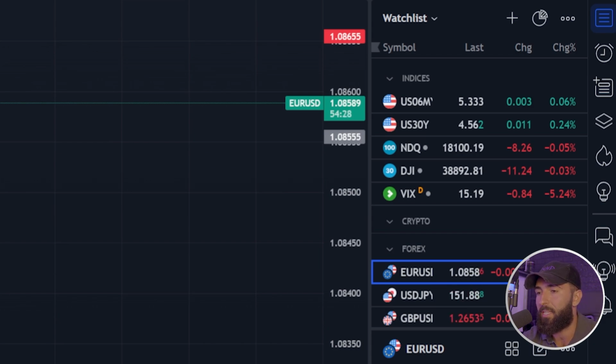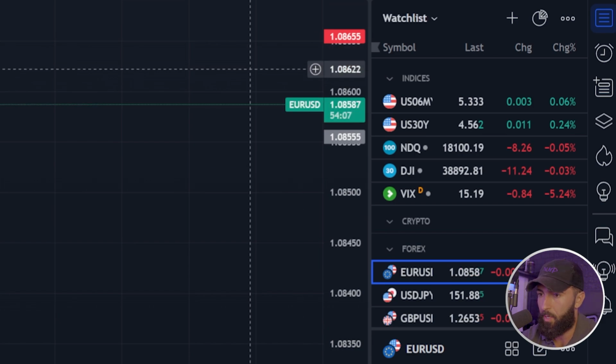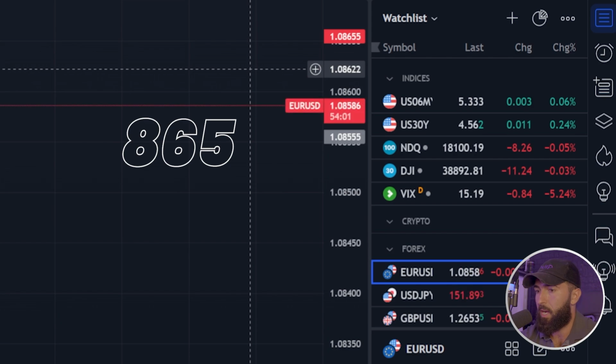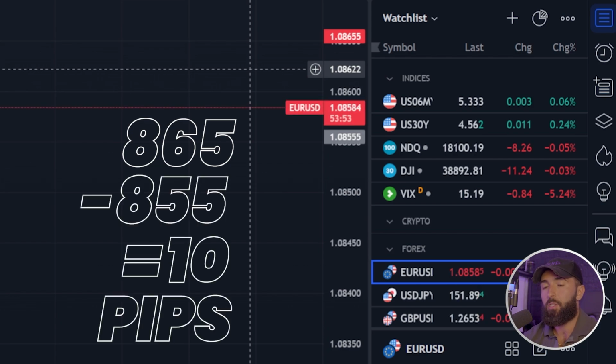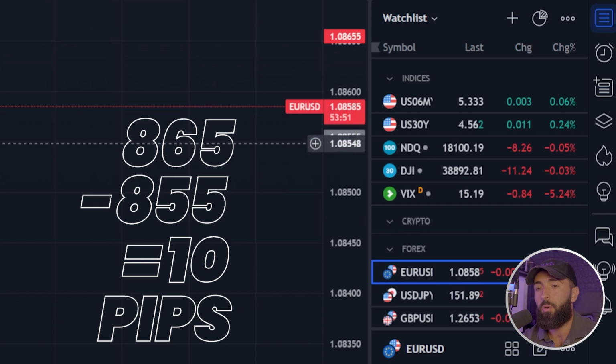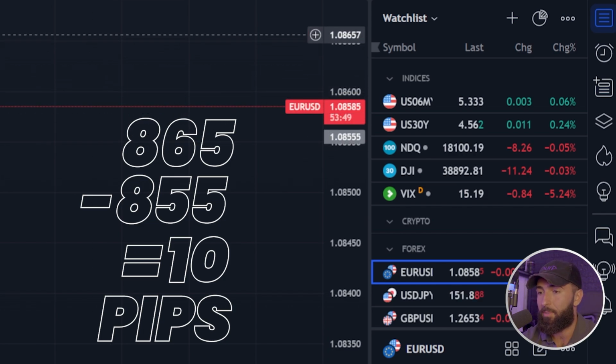And the reason why I went over that is because when we subtract these, we are going to, for simplicity purposes, keep the pipet out. So 865 minus 855 equals 10 pips. So from our entry to our stop loss is 10 pips. Now the valuation of those 10 pips is solely dependent on your lot size.